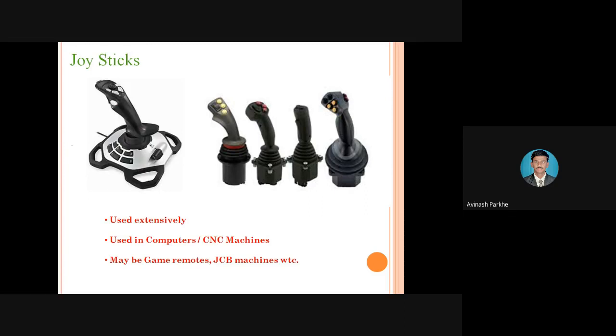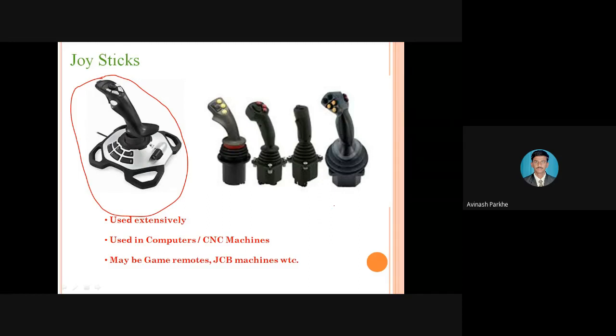So while operating that particular JCB, such types of joysticks are to be provided. Through this joystick, we can use the bucket to lift the load or take the bucket to the right side, left side, upper side, downward side. Whatever hydraulic systems are provided in the JCB, those hydraulic devices can be controlled by using this joystick.